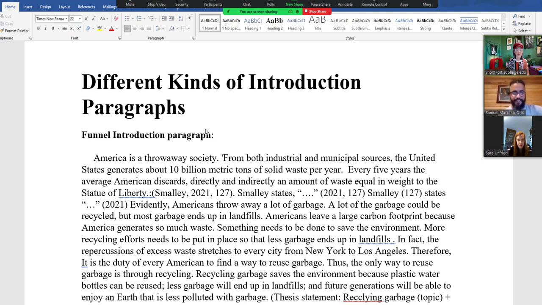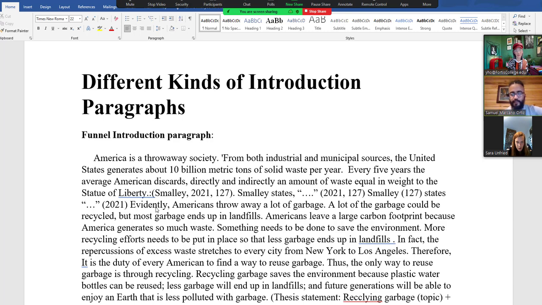America is a throwaway society. From both industrial and municipal sources, the United States generates about 10 billion metric tons of solid waste per year. Every 5 years, the average American discards, directly and indirectly, an amount of waste equal in weight to the Statue of Liberty. Then we put in our in-text citation because we said 10 billion and 5 years. Any kind of number, you need to put in an in-text citation.